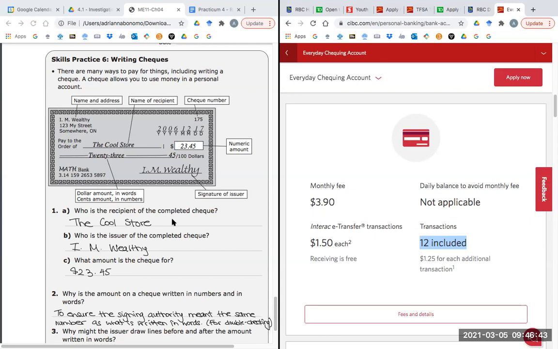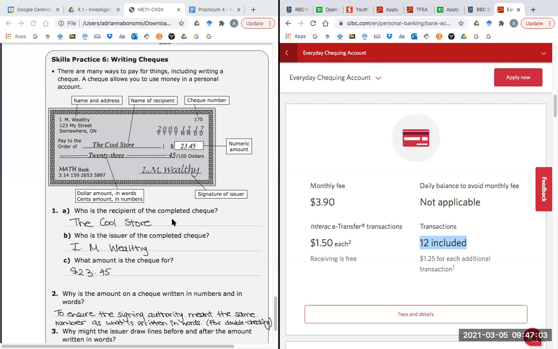So as we've already mentioned, there are many ways to pay for things, including writing a personal check. A check allows you to use money in a personal account. So instead of taking out cash from your bank account and using that to pay for a purchase, you can write a check, and then once it's cashed in, the amount is removed from your bank account.